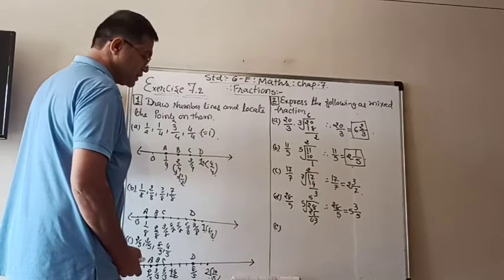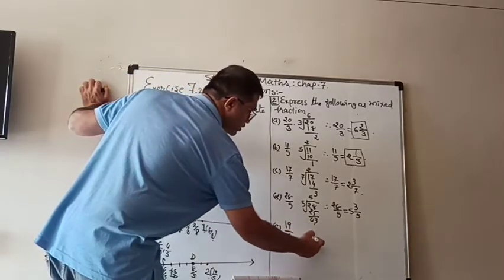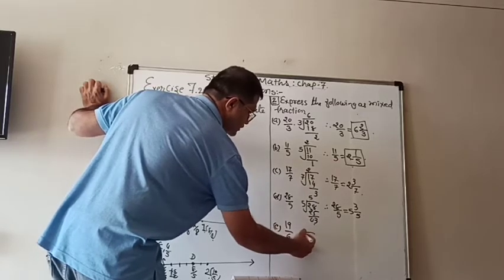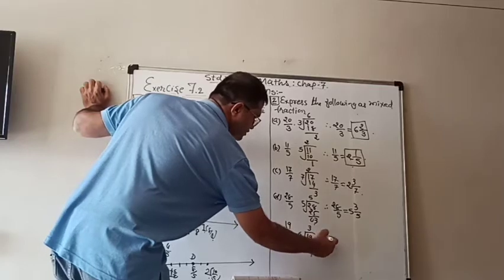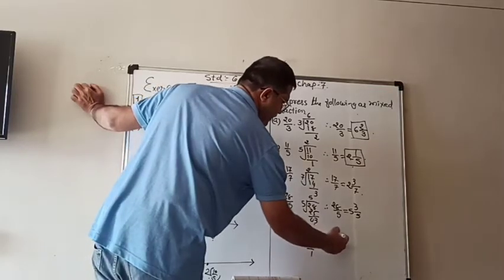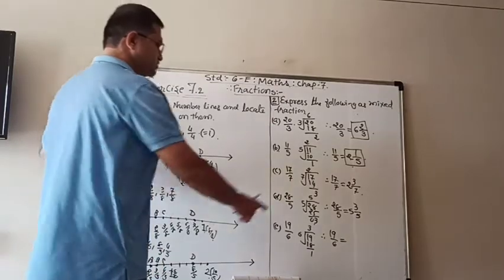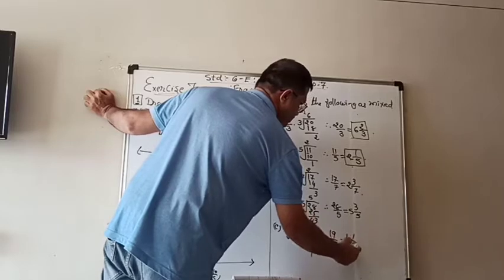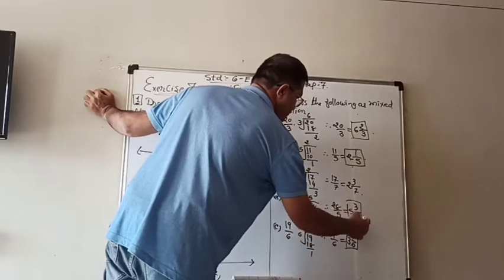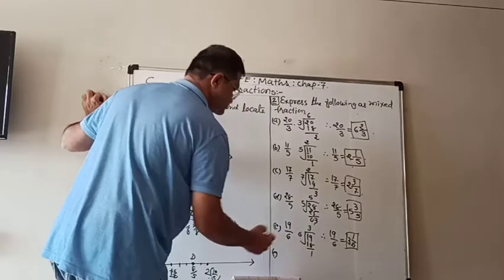E. 19 upon 6. So 19, 6 3s are 18. Therefore 19 upon 6 can be written as 3 integer 1 upon 6. 3 integer 1 upon 6. And the last one, F.